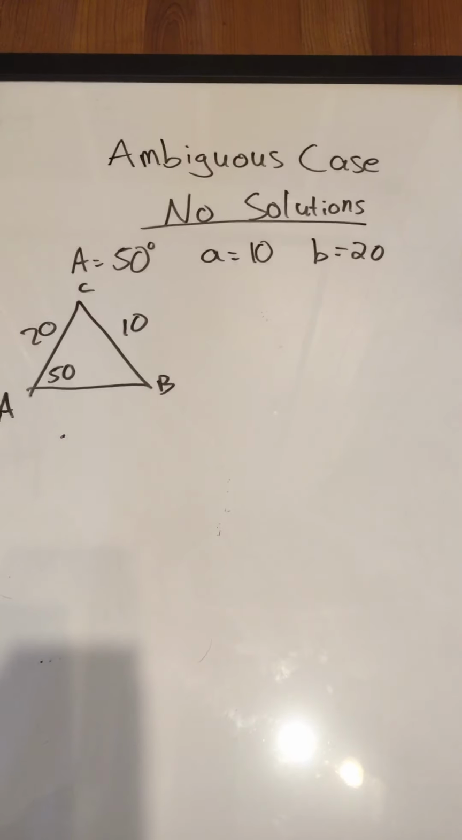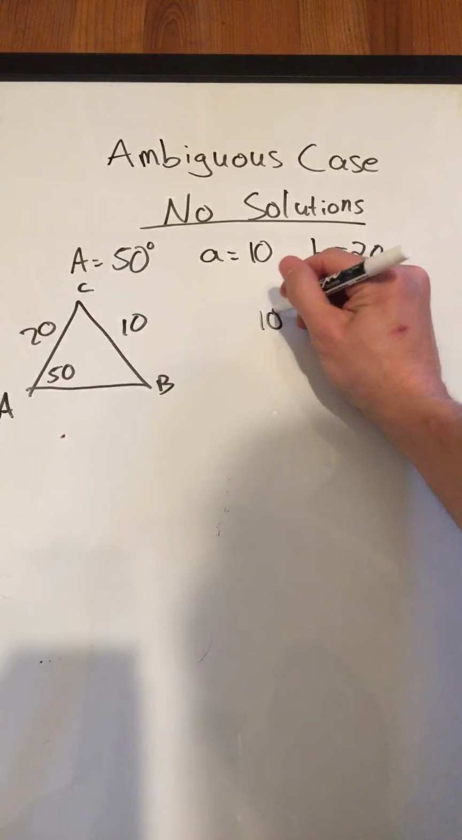Alright guys, so the last situation we can encounter with this ambiguous case is where we get a problem with no solution. So let's say I'm given these parameters. Angle A is 50 degrees, side A is 10, and side B is 20. We would solve this using the law of sines one more time.